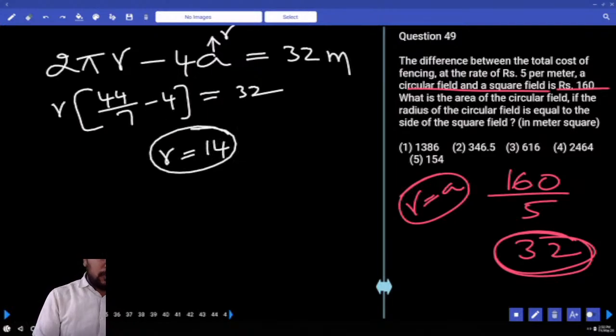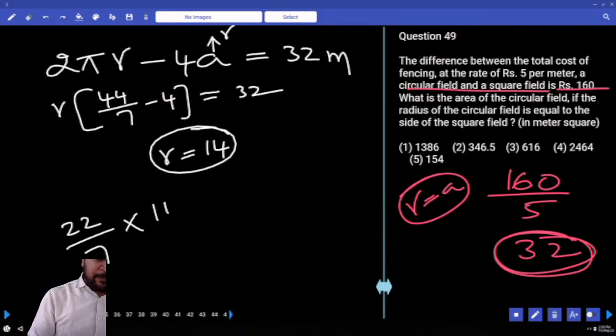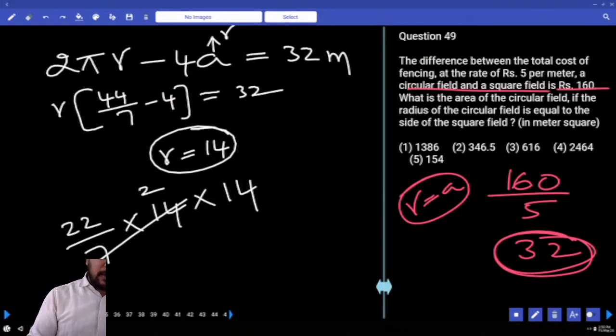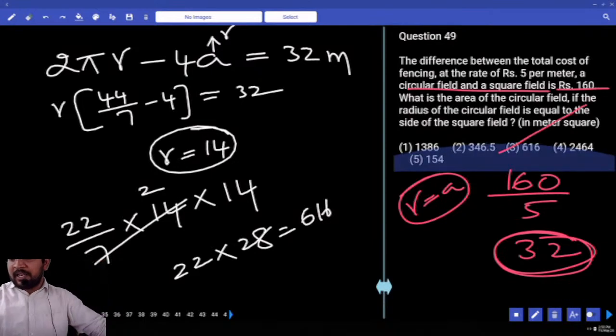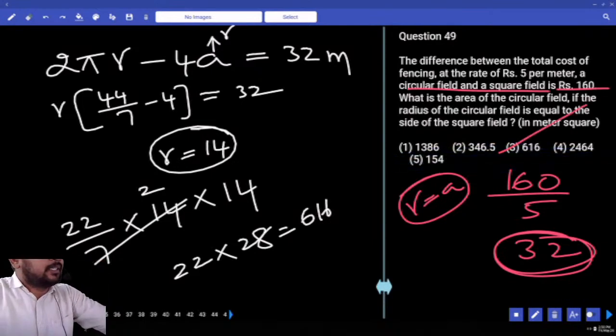R is 14. They are asking the area of the circle. Area of the circle is pi r square, so 22 by 7 into 14 into 14. 7 2s are 14, 2 14s are 28. 28 into 22 is 616. So your answer is 616. The area of the circular field is 616.